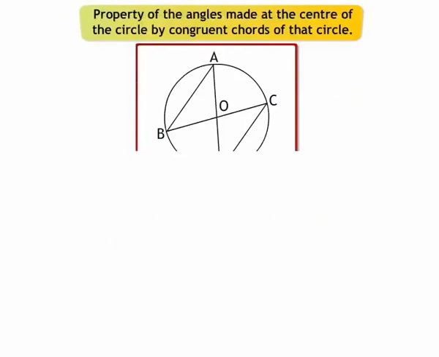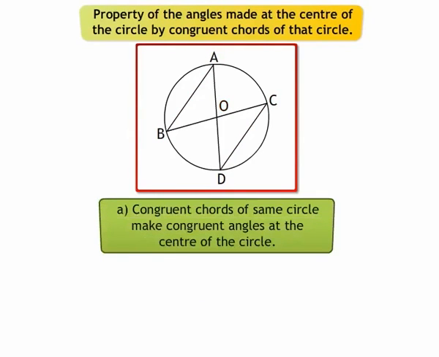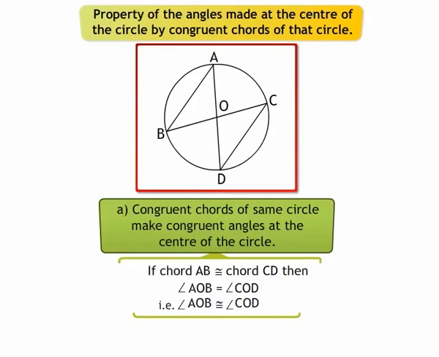Let us learn about the last property of the angles made at the center of the circle by congruent chords of that circle. Infer that given chord AB is congruent to chord CD, O is the center of the circle. A. Congruent chords of the same circle make congruent angles at the center of the circle. That is, if chord AB is congruent to chord CD, then angle AOB is equal to angle COD. That is, angle AOB is congruent to angle COD.